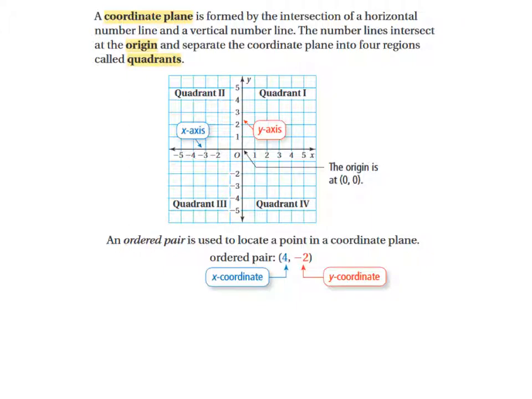The x-axis goes across and the y-axis goes up and down. An ordered pair is used to locate a point on a coordinate plane. The x-coordinate tells you to go across, the y-coordinate goes up and down. We did this in a previous chapter, only we didn't have negative numbers. That's the only difference. So now we're going to go into all these other coordinates, quadrants, with our negative numbers and plot points that way.